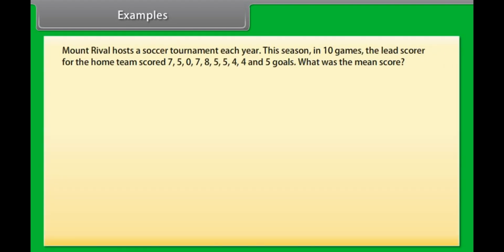Examples. Let us now solve some examples. Mount Rival hosts a soccer tournament each year. This season, in 10 games, the lead score for the home team was 7, 5, 0, 7, 8, 5, 5, 4, 4, and 5 goals. What was the mean score?